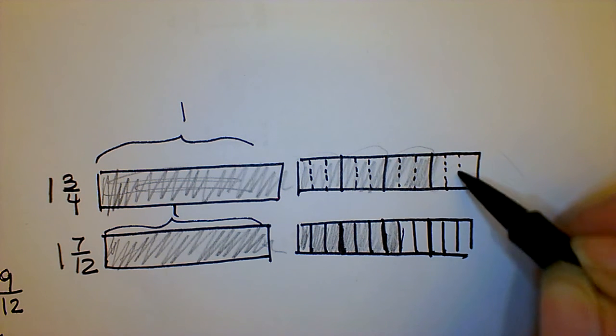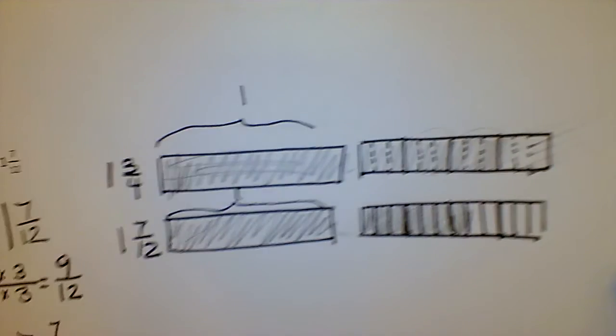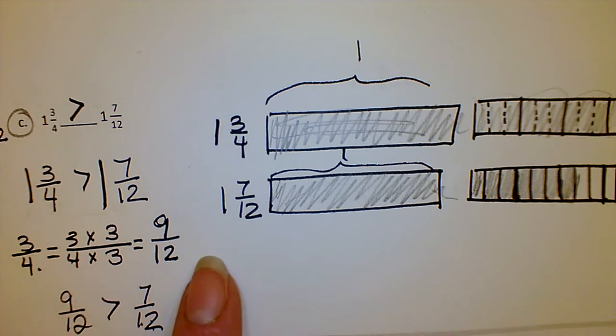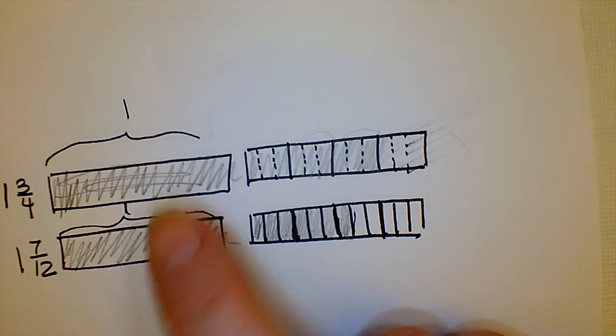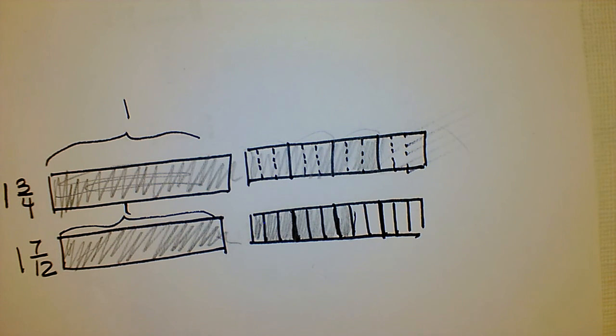There's like this hair here that I just can't get rid of, and now I smudged it. Anyway, so now if I look, I just modeled also in there how I turned 3/4 into 9/12. I'm modeling it here where we turn 3/4 into 9/12.